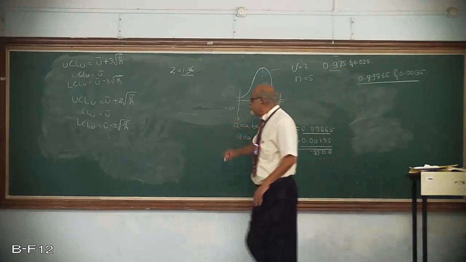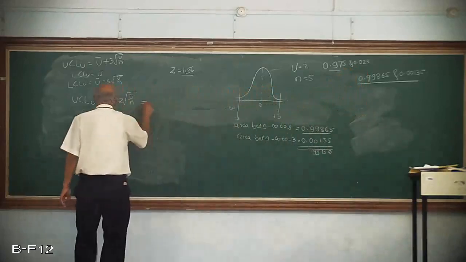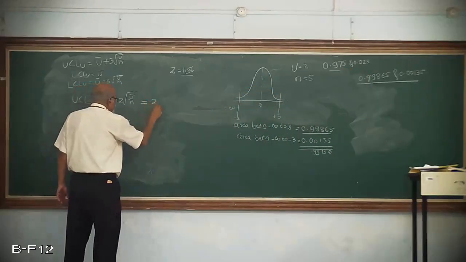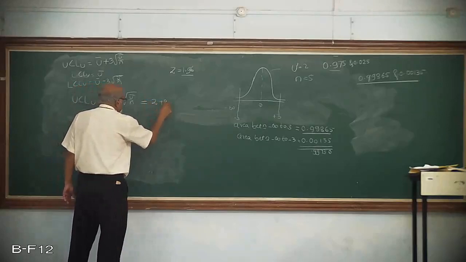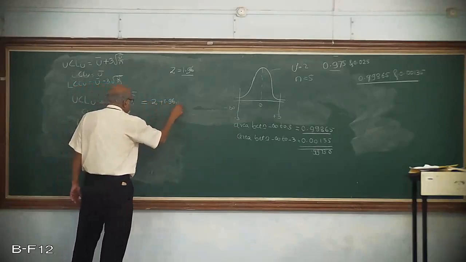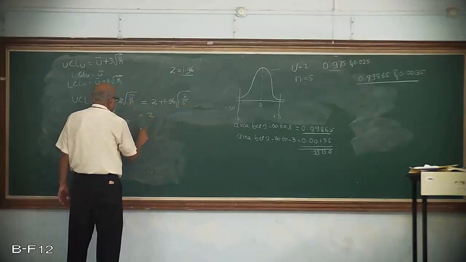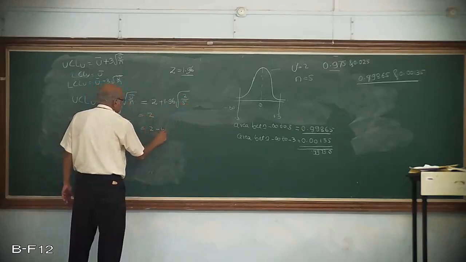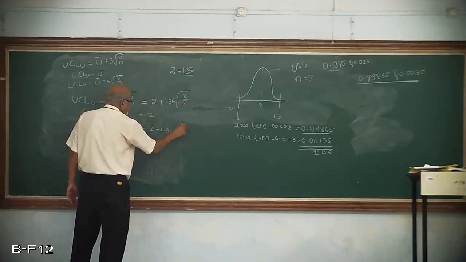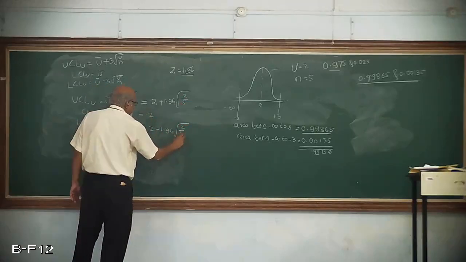So if I substitute those values here, then the upper control limit is U bar, which is given as 2, plus 1.96 under root U bar, which is 2, divided by n, which is 5. And this is, of course, 2 minus 1.96 under root 2 by 5.